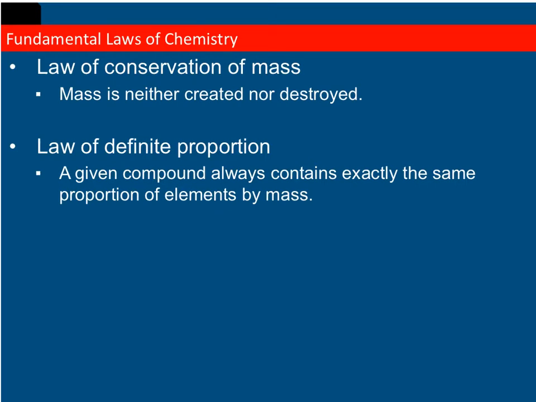So if you have 100 grams of water, for example, then of that 100 grams, a certain proportion is going to be hydrogen and a certain proportion is going to be oxygen. And that proportion is the same no matter if you have 100 grams or 200 grams or 1,000 grams. It's a definite proportion, explaining how compounds always contain the same proportion of elements by mass.